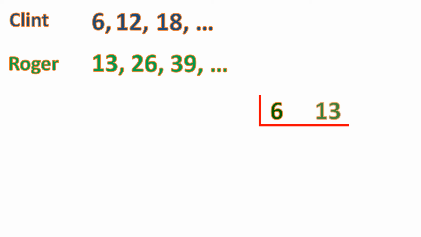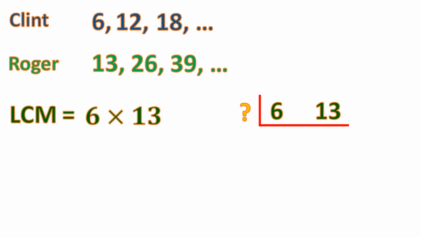So let's use continuous division for this. We have 6 and 13. Now 6 and 13 don't have a common divisor, so what you will do is just multiply them directly. So the LCM is equal to 6 times 13, which is equal to 78 tickets. This means they could have 78 tickets. Of course, there are other possible numbers of tickets where they will have the same, but we are looking for the smallest possible.